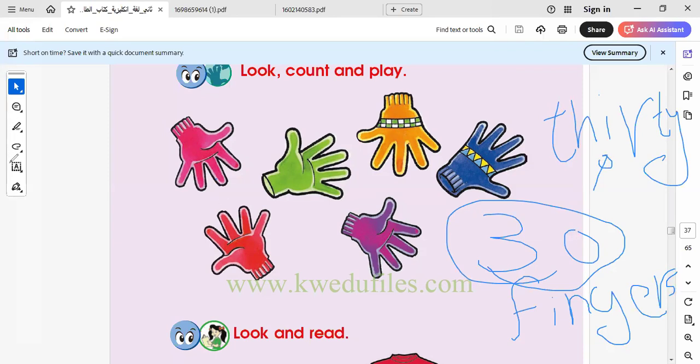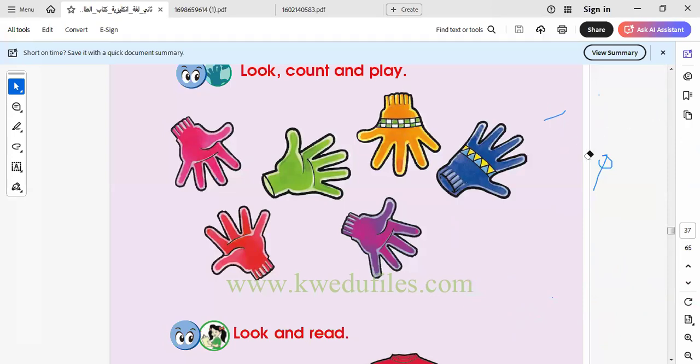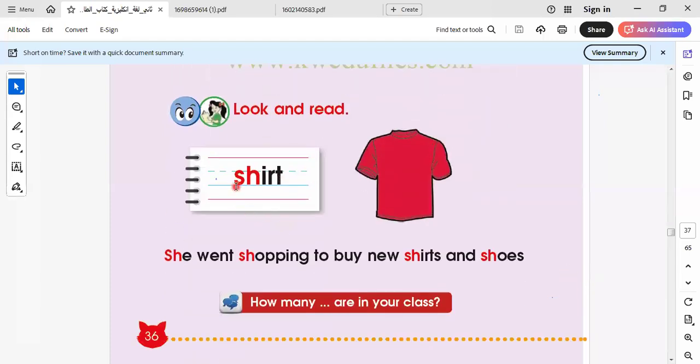Let's go to another item. Here we have shirt. Let's read and pronounce it together. It is called shirt, written like this. Repeat after me. Shirt. Here we pronounce sh. She went shopping to buy new shirts and shoes. I will repeat this sentence again. She went shopping. Why? To buy new shirts and shoes.